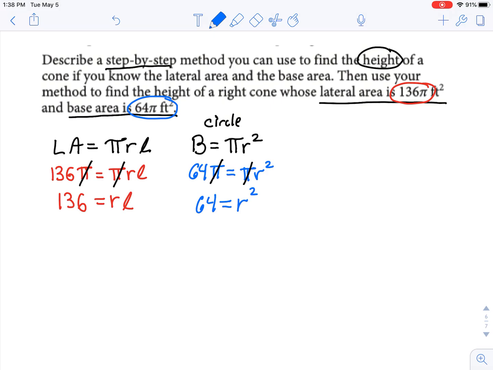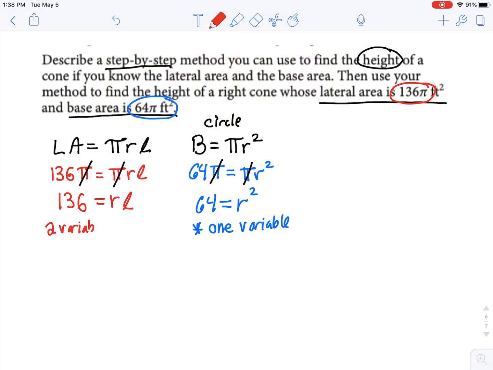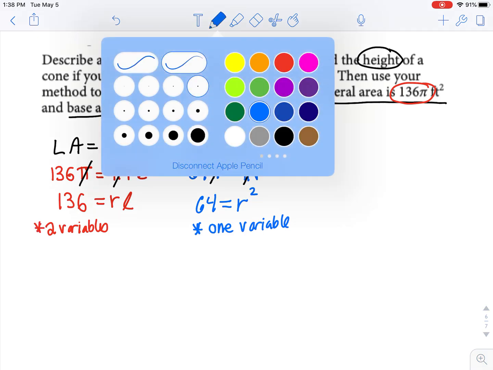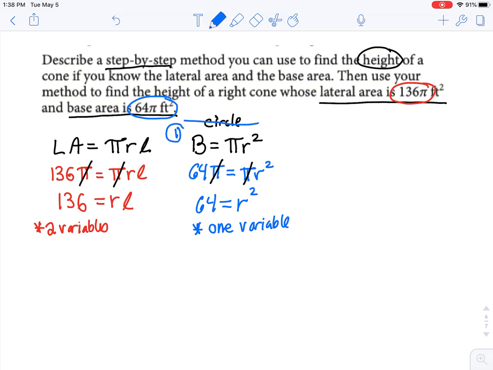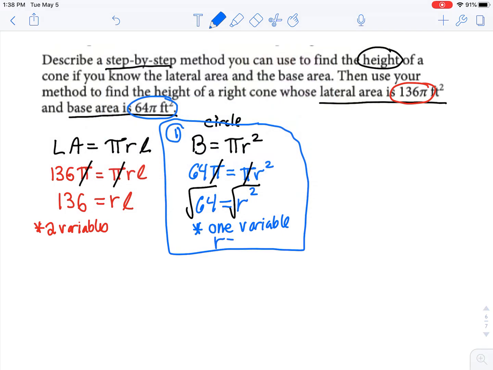Of these two equations, the only equation we can solve at this point is this one, because this equation only has one variable left in the equation. If your equation still has two variables in it, we're not going to be able to solve this one yet. So we're going to come back over here, step 1, and I'm going to number this as our first step. Step 1 is that we're going to solve this equation. And we can solve by taking the square root of both sides, and we're going to end up with a radius of 8. So step 1 is we found the radius.